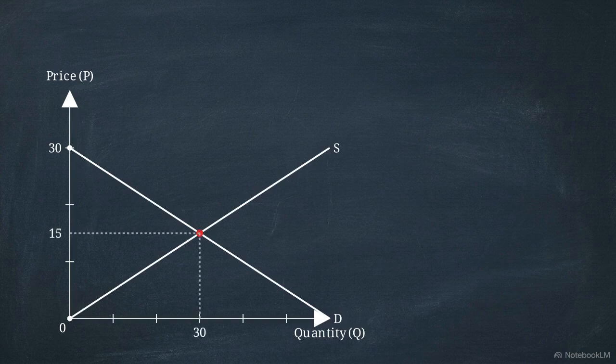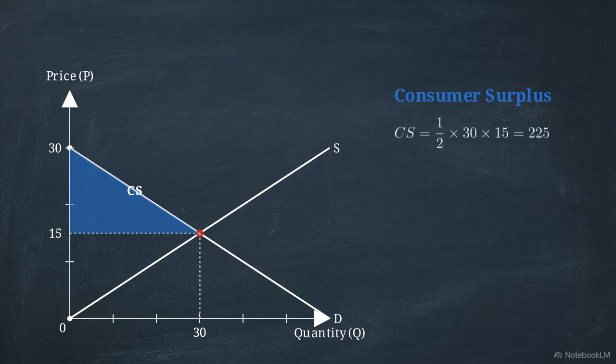The blue area represents consumer surplus. This is the value gained by consumers who were willing to pay more than the market price of 15. We calculate this area by taking 1/2 the base of 30 times the height of 15, yielding a surplus of 225. Now, try calculating the producer surplus, the area above the supply curve and below the price.